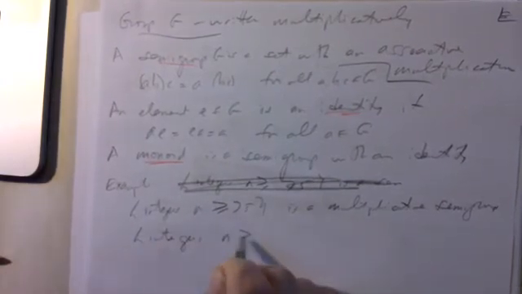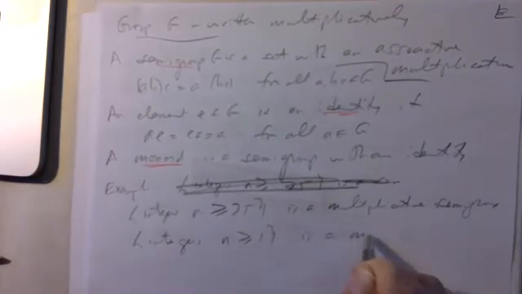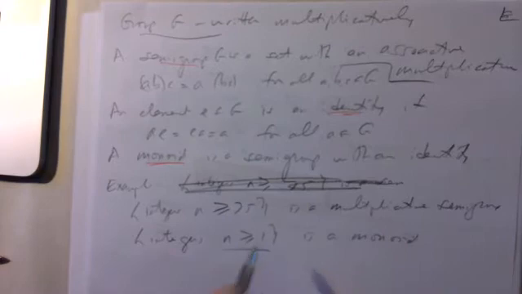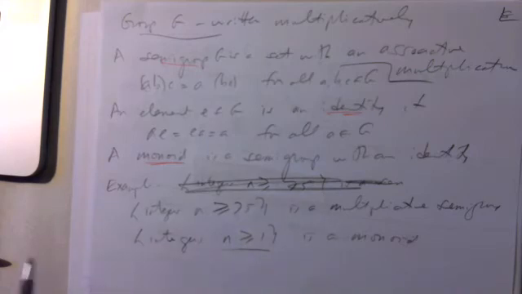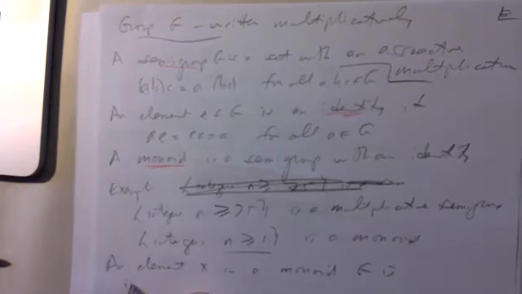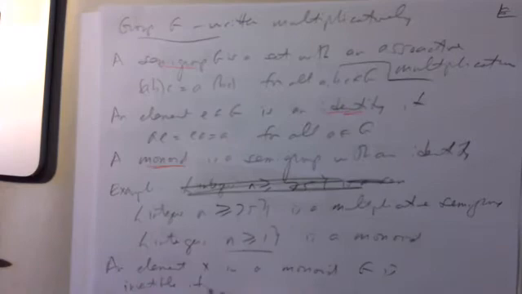The set of all integers n greater than or equal to 1 is a monoid, because this is not only closed under multiplication, but there's an identity element 1. So this is an example of a semigroup, and this is an example of a monoid. An element X in a monoid G is invertible if there's an element Y in G such that XY and YX equals the identity.